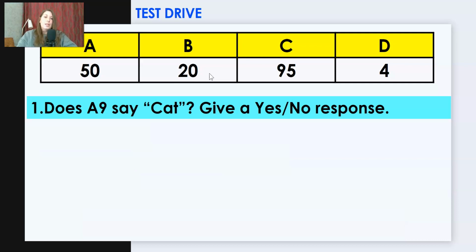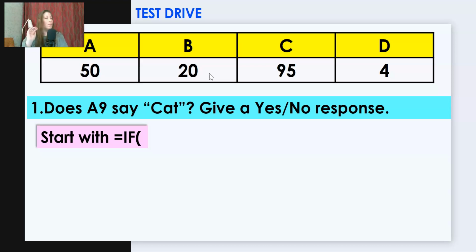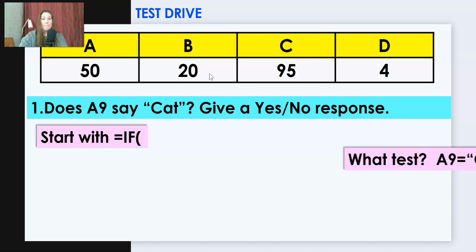All right, does A9, I just picked your row number, does A9 say cat? Give a yes or no response. Again, I'm not looking for the obvious. Well, of course it doesn't say cat, I can see that. What I'm looking for is the actual function. So we've got to ask ourselves, how are we going to start this out? It's going to be equal sign, IF, opening parentheses. Every single time. Should be easy.